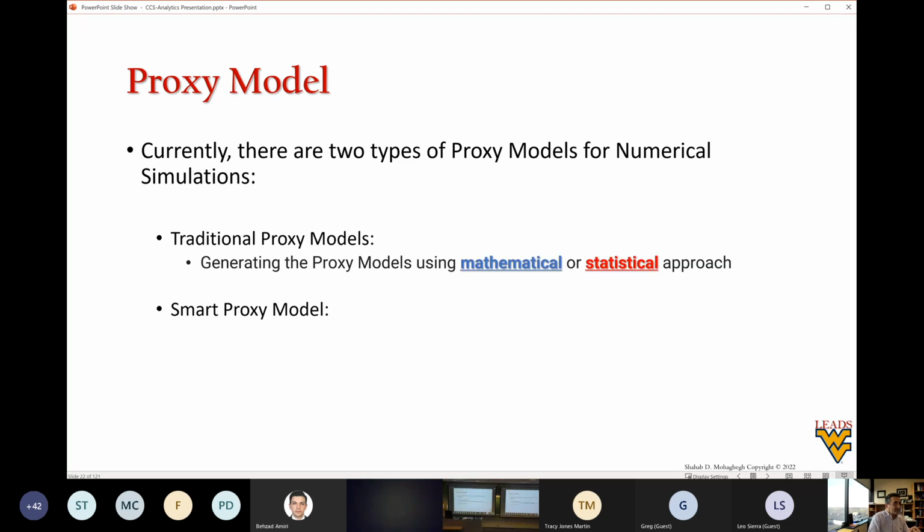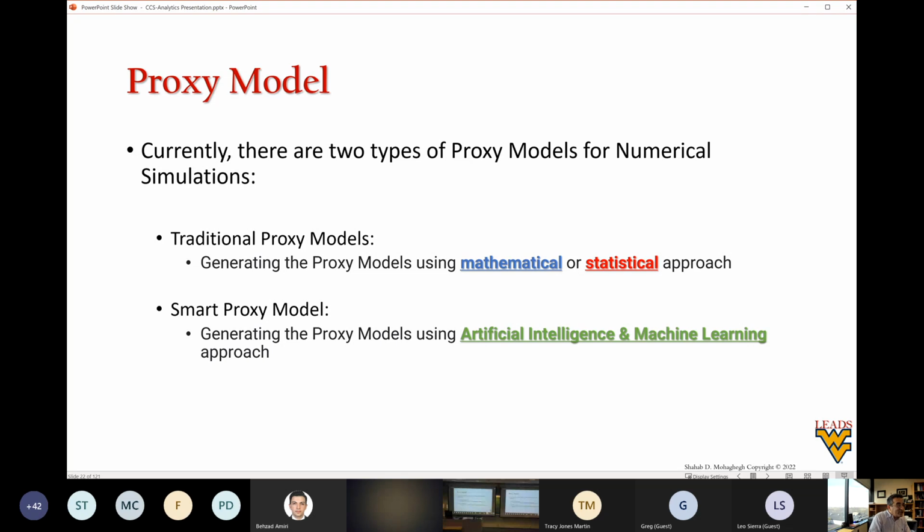The traditional proxy model generates the proxy model using mathematics and statistics. Smart proxy model uses AI and machine learning. You see, guys, ladies, gentlemen, what does that mean? That means there is a difference between AI and machine learning and mathematical equation and statistics.